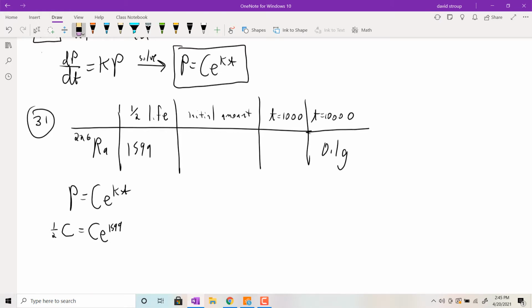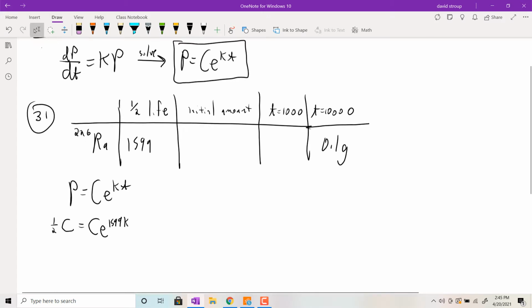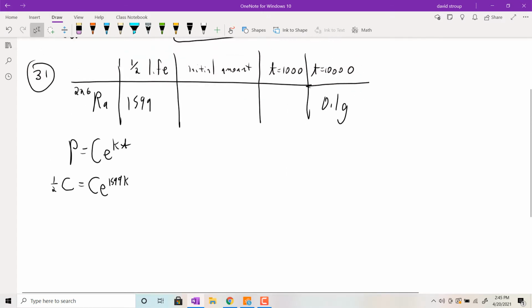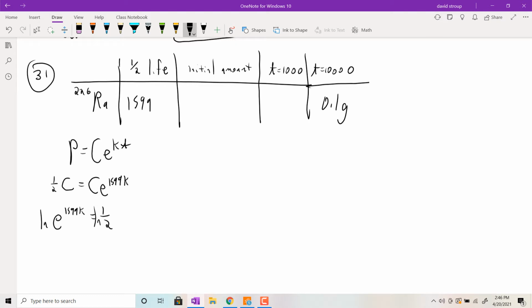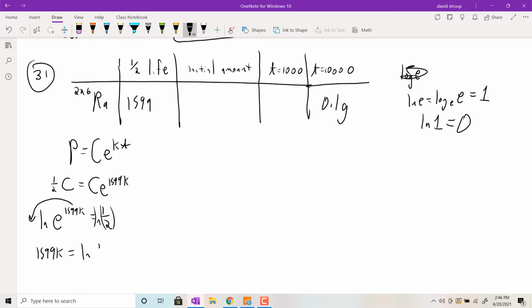Solve that for k. If you divide both sides by C, you'll have e to the 1599k equals 1/2, and then you can take logs on both sides. On the left, you're using the power rule to bring this down in front. ln of e is just 1. Remember, ln of e is equal to log base e of e, and e to what power is equal to e? That's just 1, right? By the way, what's the ln of 1? It's 0. Anyways, we have this equals ln of 1/2, and then you can divide both sides by 1599.